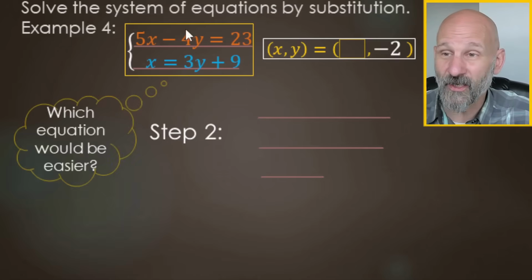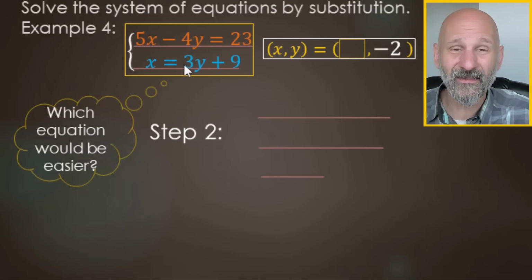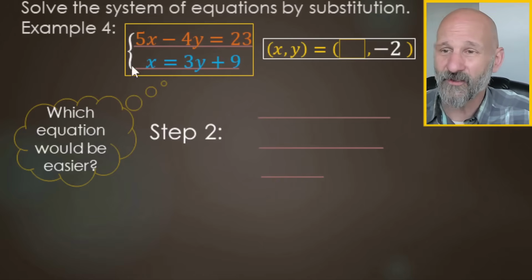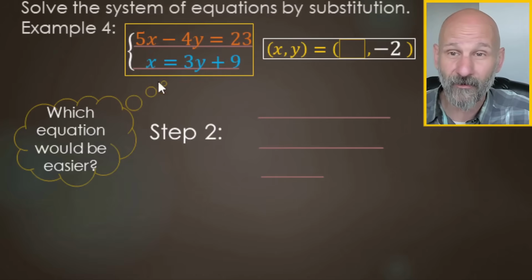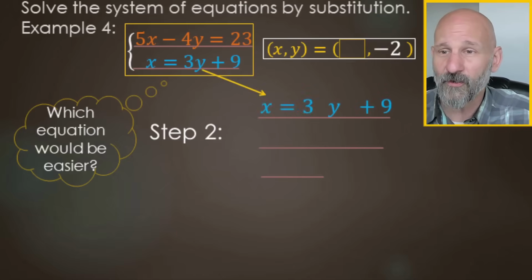So which equation to use? Well, the one that says x equals. That's the one you should be using. It's going to make it easier. You can use the top equation if you want. It's just going to be easier if you're solving for x to use the equation that says x equals. So here we go. We'll use the bottom equation.